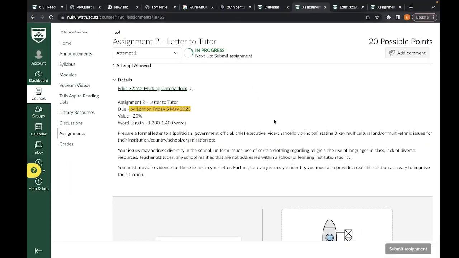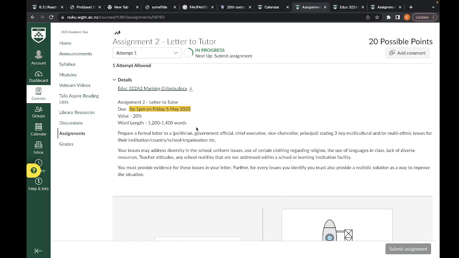Awesome. So, assignment 2. Initially, let's just cover the basics. It is a letter. In this letter, you still have to cite, you still have to show your sources. It's essentially like an essay, but instead of trying to inform, you are trying to persuade.